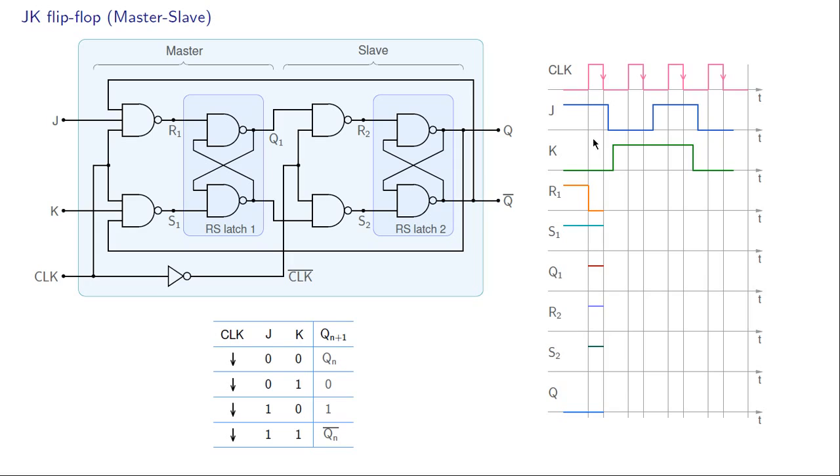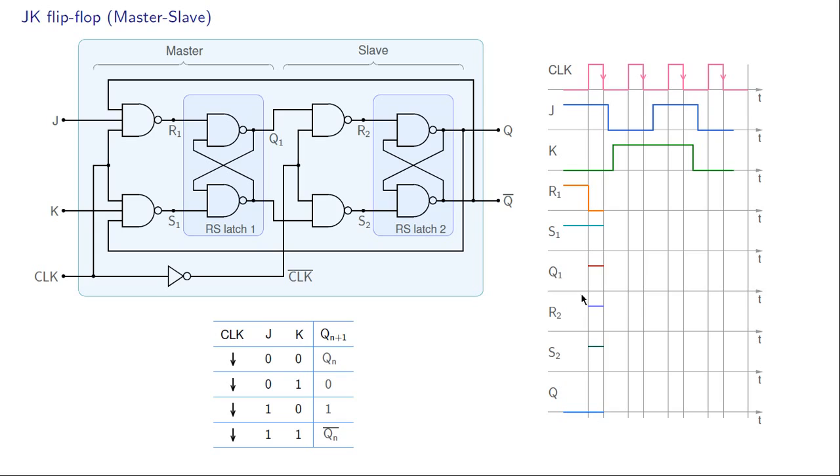Let us consider this interval in which clock is high, and as we just mentioned, when clock is high, R2 and S2 are 1, no matter what the other variables are. And what can we say about Q? If R2 equal to 1 and S2 equal to 1, this latch will hold its output, and therefore Q does not change. So Q remains equal to 0.